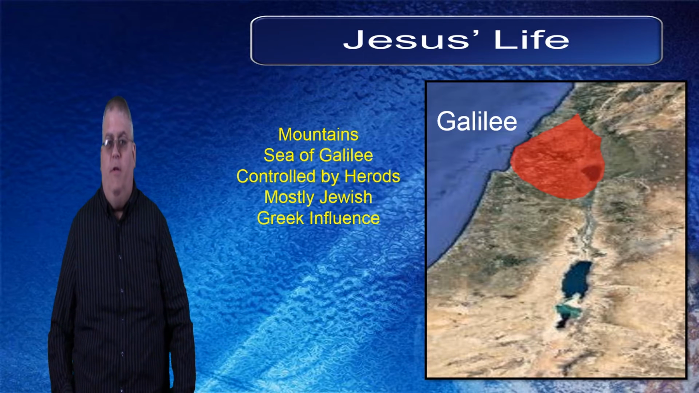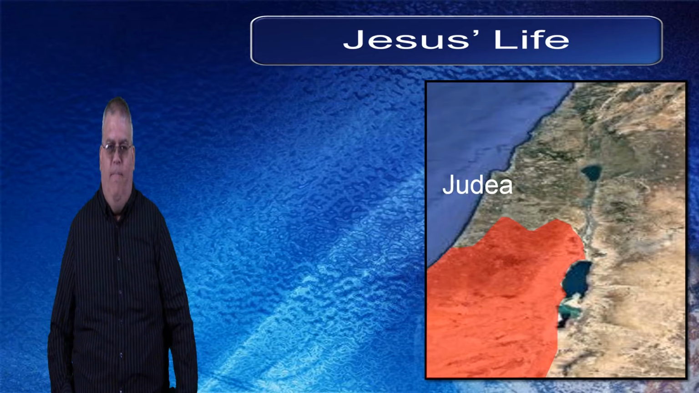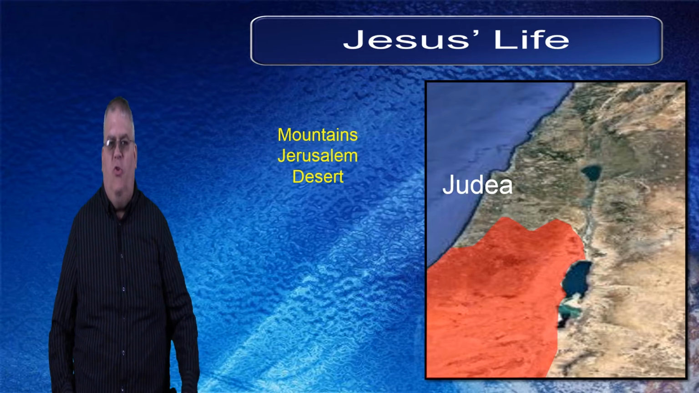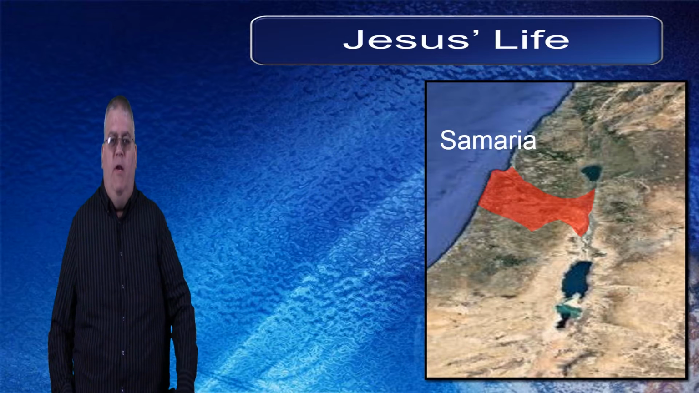And then in the south was the territory of Judea. Much of the story occurs in the mountains of Judea, where the capital of Jerusalem is located. And Judea is also characterized by the desert wilderness in the south and east. In the time of Christ, Judea was controlled directly by Rome, under Roman governors, but the population was more strictly Jewish in culture. And then between these two predominantly Jewish territories was Samaria.